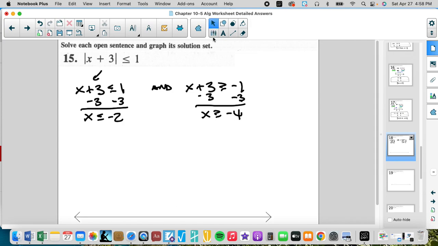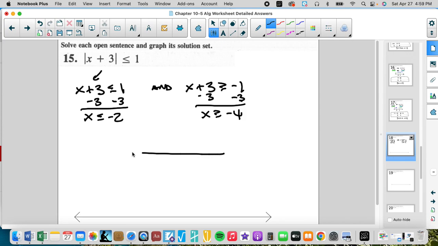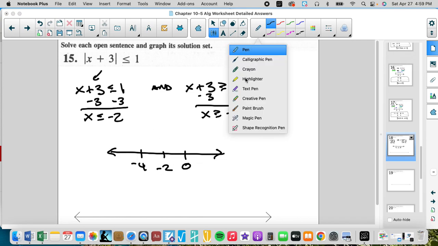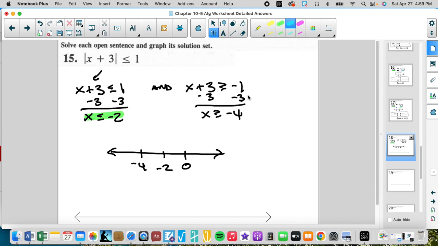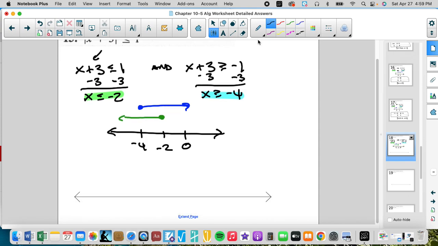Let's move this graph down a little bit. Let's write my sketch graph: negative 4, negative 2, 0, numerical order. That'll be in green, that'll be in blue. X is less than or equal to negative 2, closed circle, going that way. X is greater than or equal to negative 4, closed circle, going that way. It's an and, so we're looking for the intersection. And we'll get a closed circle between negative 4 and negative 2.